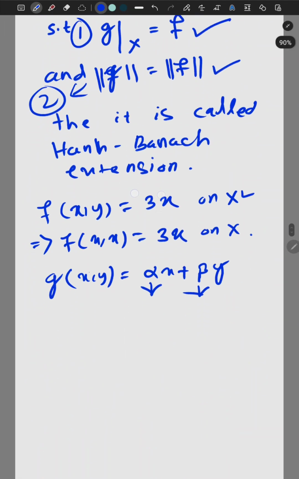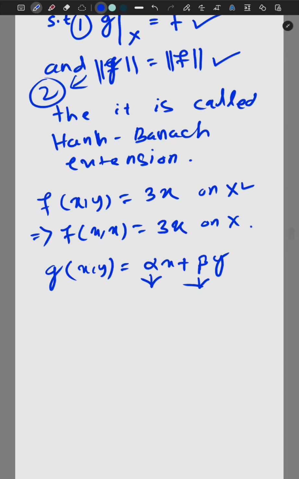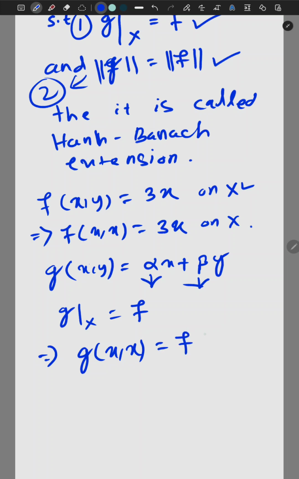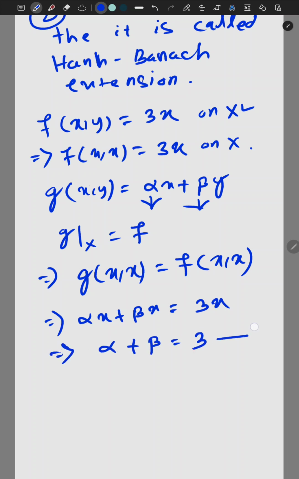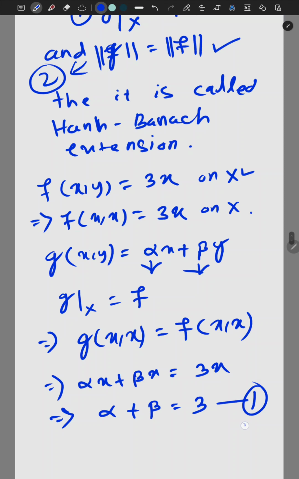First use condition 1. From condition 1, G restricted to X equals f, which means G of (x, x) should equal f of (x, x). This implies G of (x, x), which is alpha x plus beta x, should equal 3x. This implies alpha plus beta equals 3. So from property 1 we got one equation, and now we will use property 2.